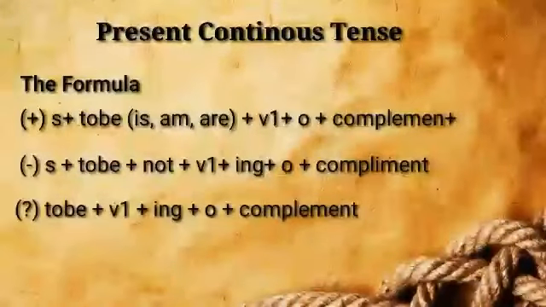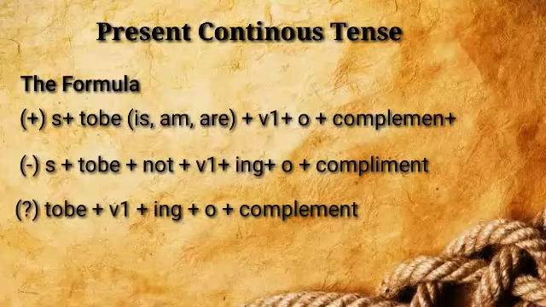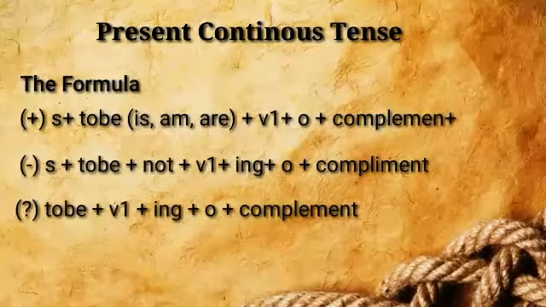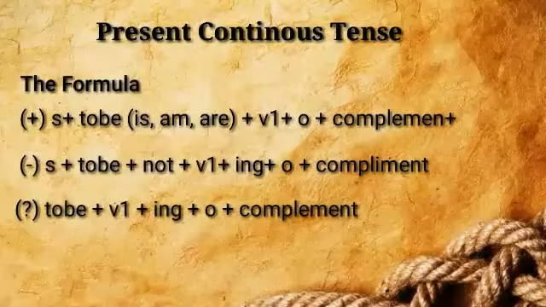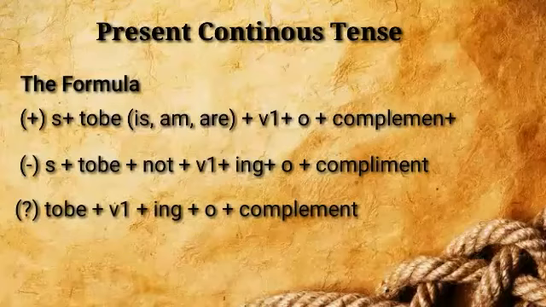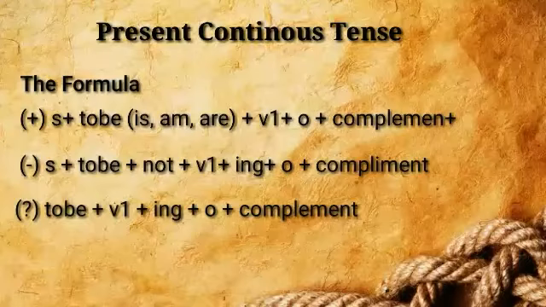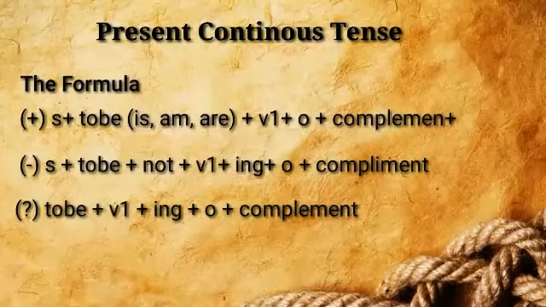The formula of present continuous tense. For the positive formula, subject plus to be is, are, plus verb 1 plus ing plus object plus complement. For negative formula, subject plus to be plus not plus verb 1 plus ing plus object plus complement. And for interrogative formula, to be plus subject plus verb 1 plus ing plus object plus complement.